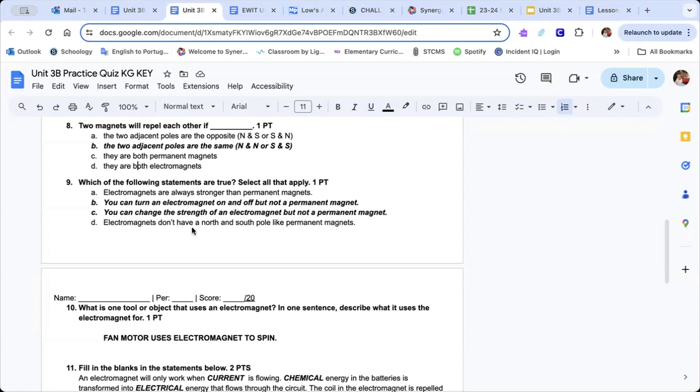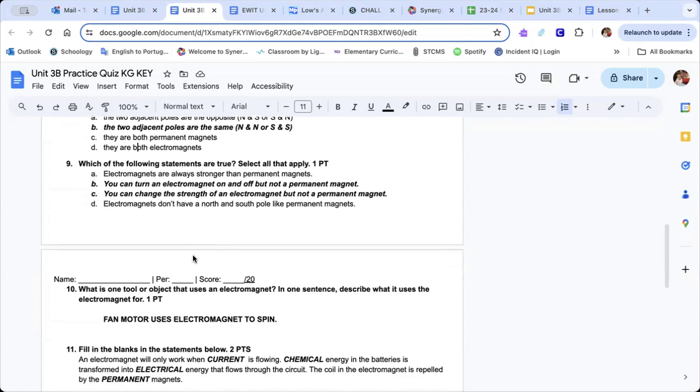D, electromagnets don't have a north and a south pole like permanent magnets. That is not true. This is false. Electromagnets do have a north and a south pole. That is important to know. That's how they're able to attract and repel permanent magnets.